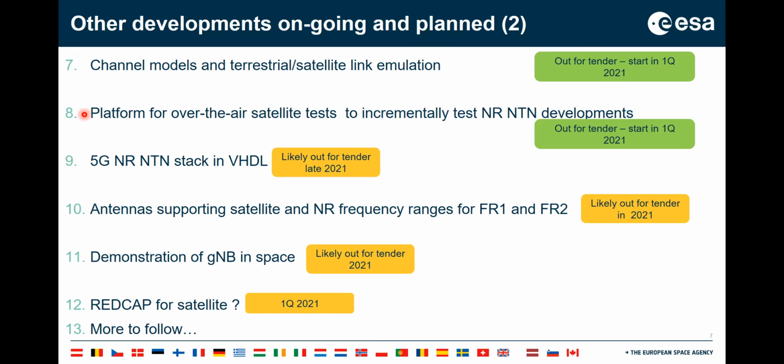A bit later, this part, which is a bit more yellowish, we will implement the new radio non-terrestrial stack in VHDL to allow FPGA implementations. We will work on antennas supporting satellite and new radio frequency ranges, simultaneous reception, and we will also launch a small satellite with a G node B in space.